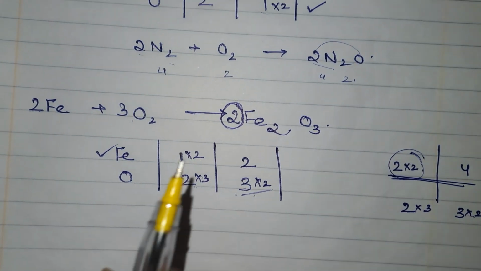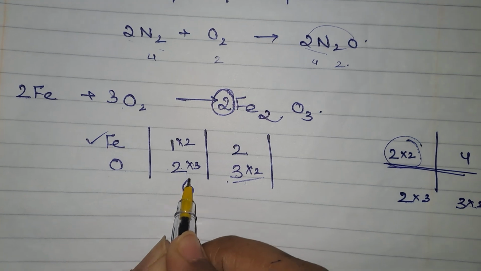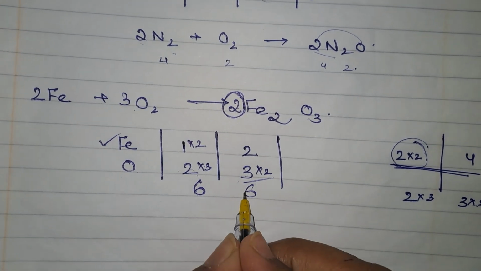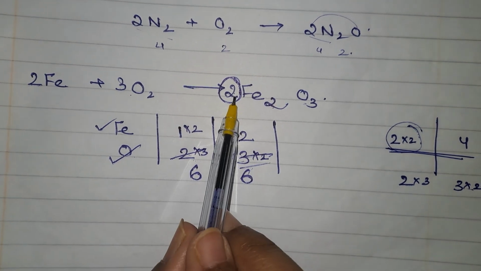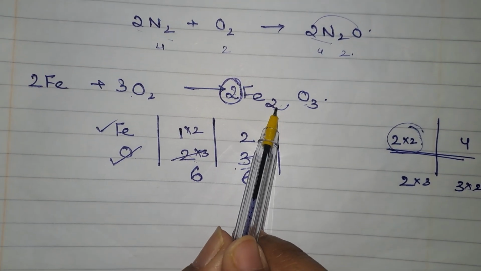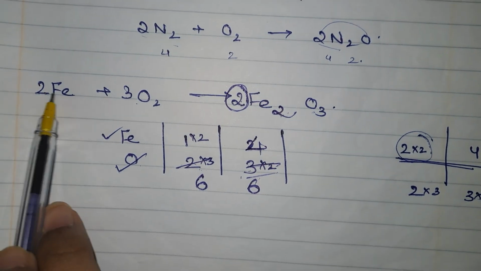Okay, now that I've put this 2 3s 6 on here, 2 3s 6 in here. Okay, my oxygen is balanced. But when I put a 2 here, my ferrous is imbalanced now. Now my ferrous has become 4, isn't it? And 2, it is still here.